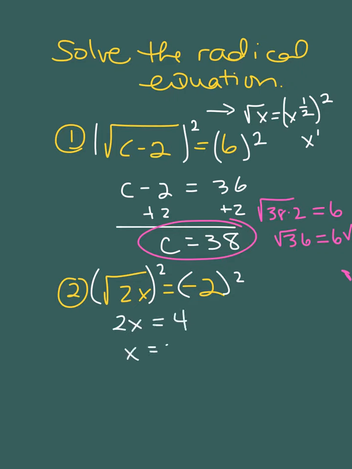So let's see what happens. I have the square root of 2x is equal to negative 2. So here's the thing. I have my radical sign on the left-hand side. It doesn't matter what value is underneath, I can't get a negative number. So that's why this is not checking. So this answer is really no real solution.